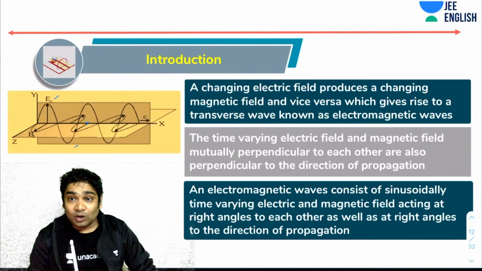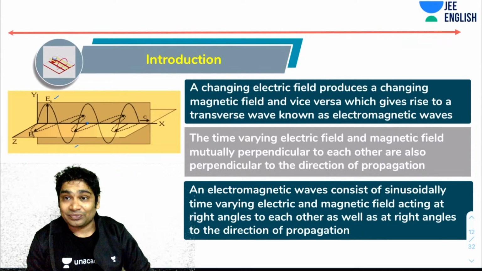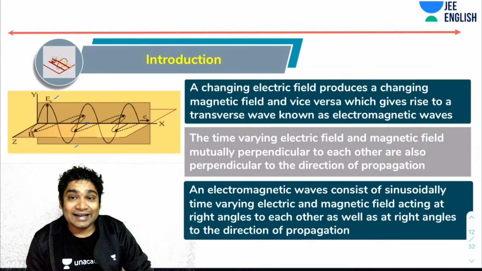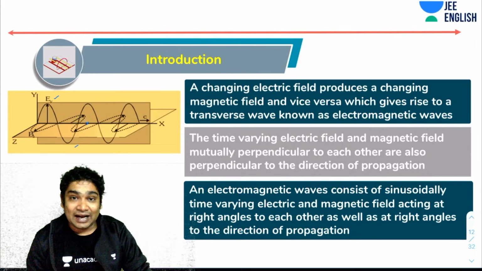Okay. So an electromagnetic wave essentially consists of sinusoidally varying electric and magnetic fields acting at right angles to each other, such that they are also perpendicular to the direction of propagation. I think you should get an idea of an electromagnetic wave with that picture that we have shown you.